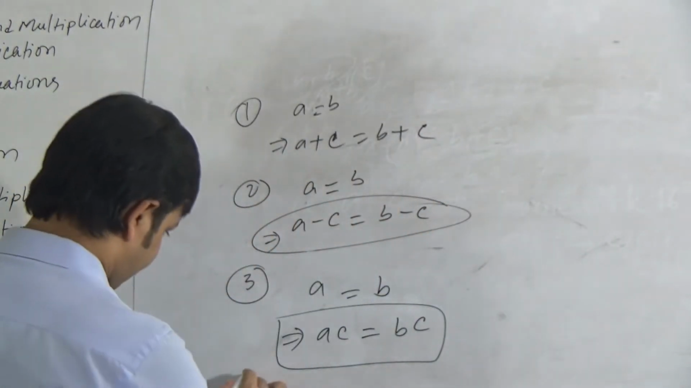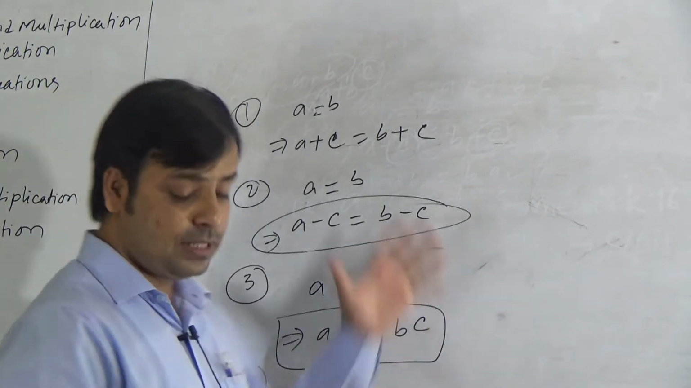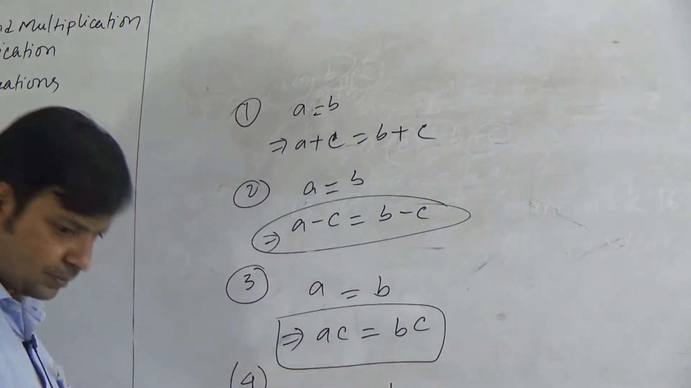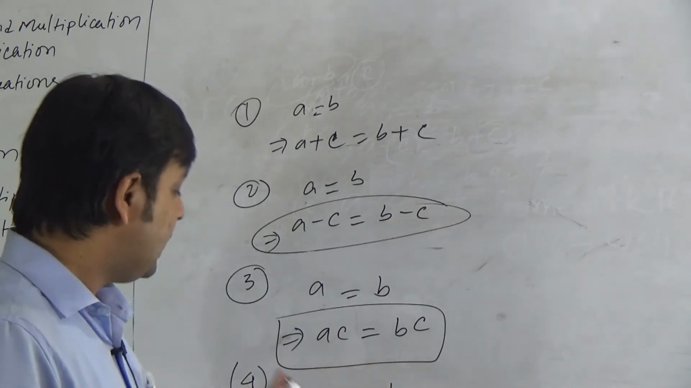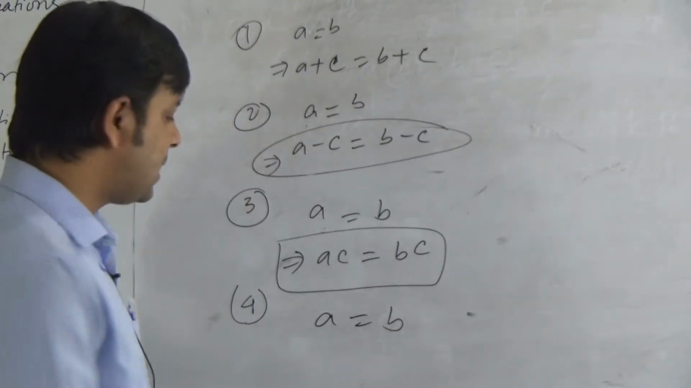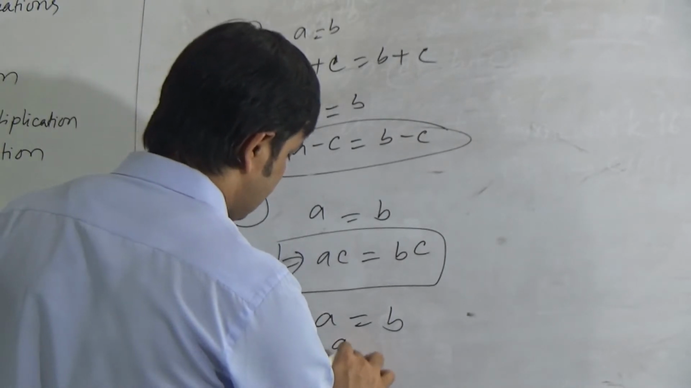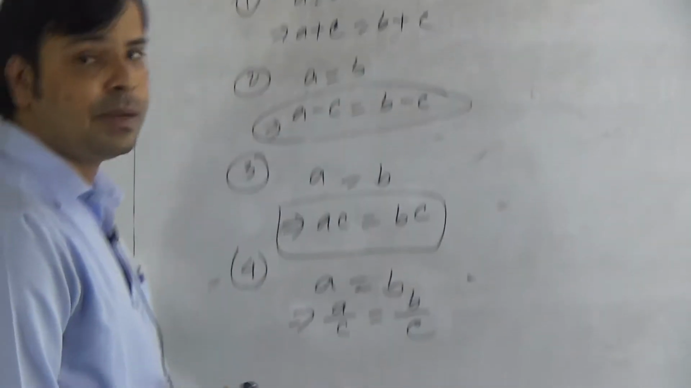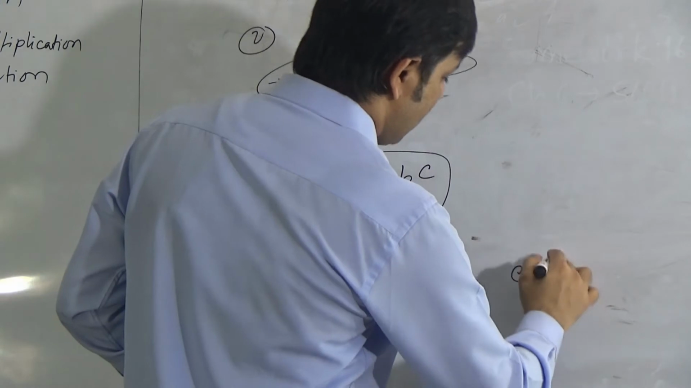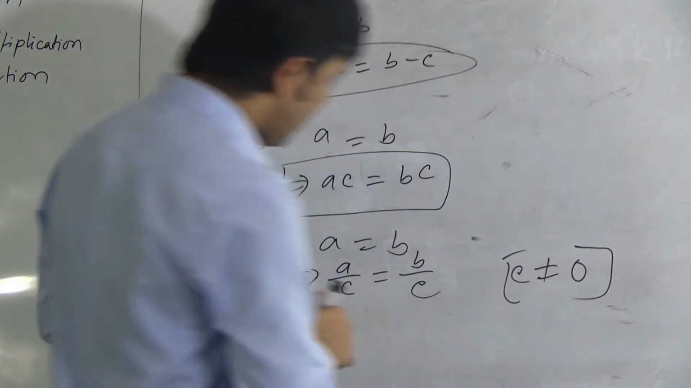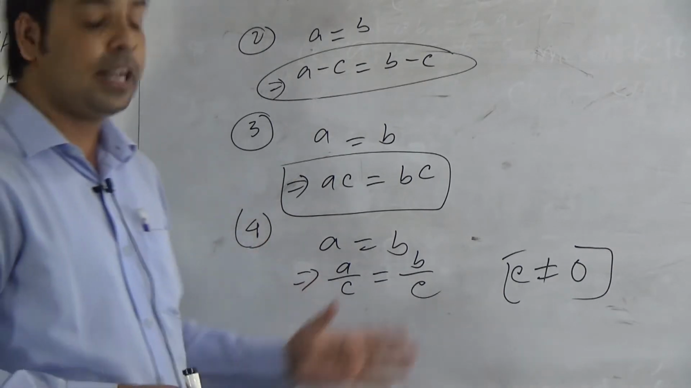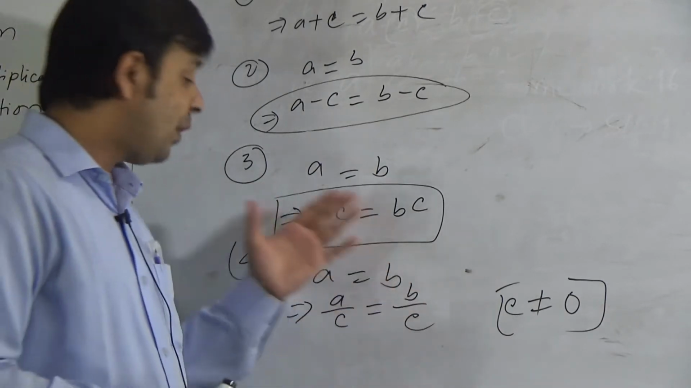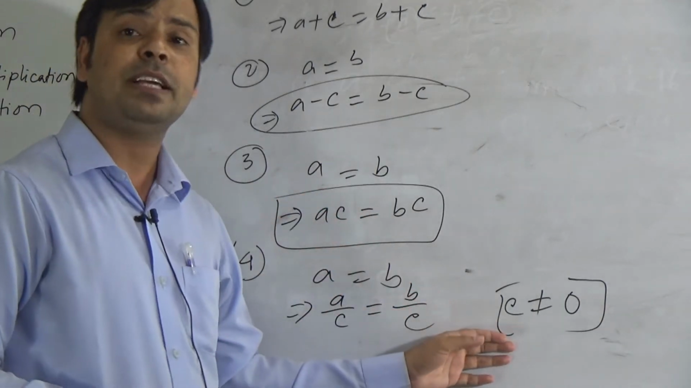Now axiom 4. If we consider two numbers A and B, and A and B are equal, then we can divide both sides by the same number C. It means A divided by C is equal to B divided by C. Dear students, in this case you need to remember that the value of C is not equal to 0. If it is 0, then division will be undefined. So in case of division, the number by which we are dividing must never be equal to 0.